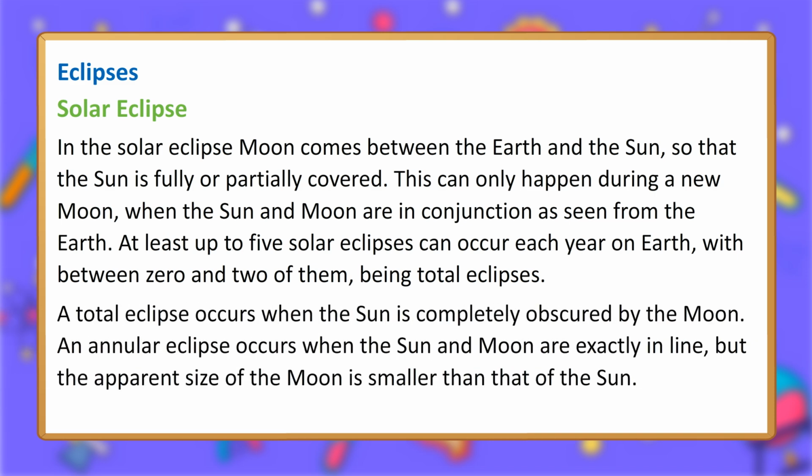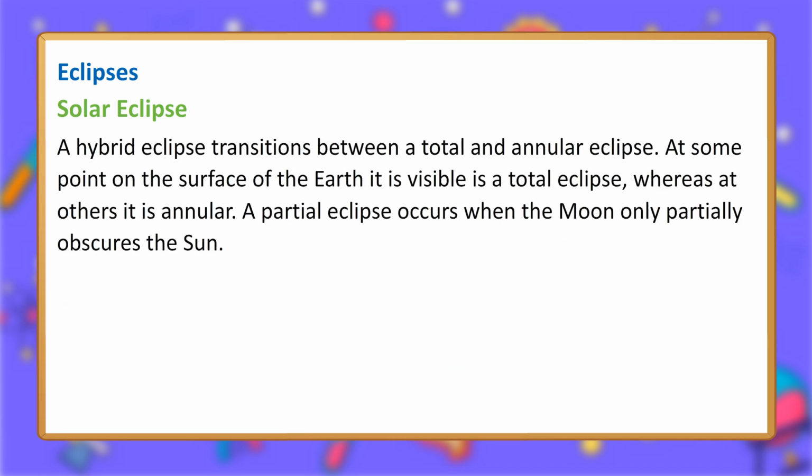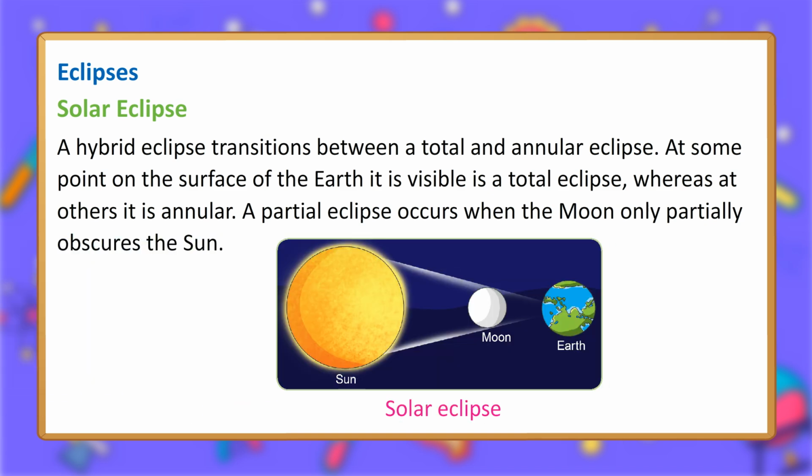A total eclipse occurs when the Sun is completely obscured by the Moon. An annular eclipse occurs when the Sun and Moon are exactly in line, but the apparent size of the Moon is smaller than that of the Sun. A hybrid eclipse transitions between a total and annular eclipse. At some point on the surface of the Earth it is visible as a total eclipse, whereas at others it is annular. A partial eclipse occurs when the Moon only partially obscures the Sun. Solar eclipse. Sun, Moon, Earth.